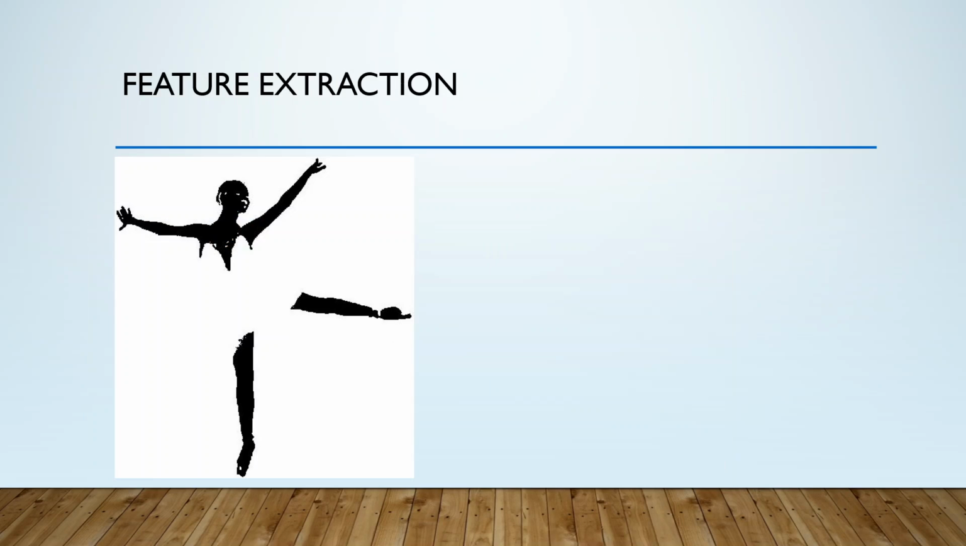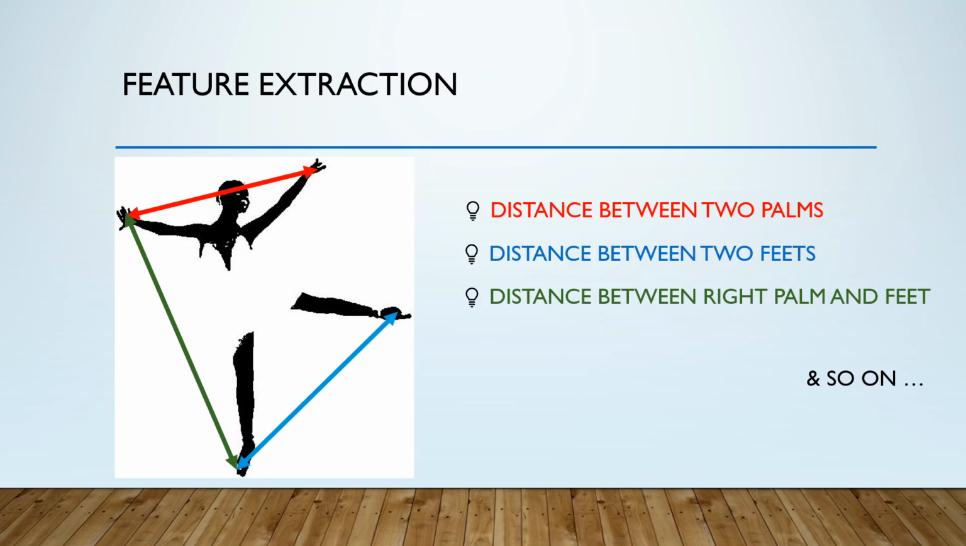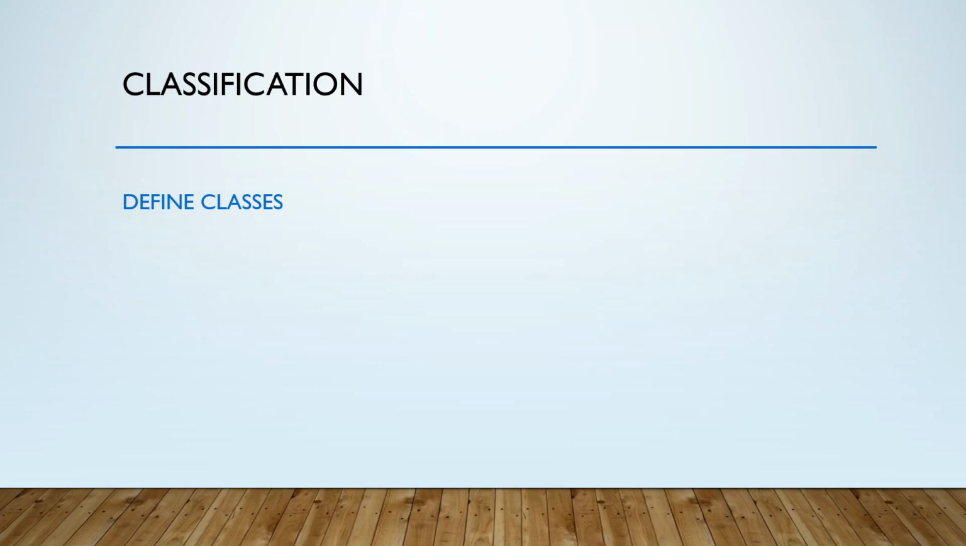After that, what we need to do? We need to do the feature extraction. What could be the features over here? That is the distance between two palms. This could be one feature. Distance between two feet. This could be another feature. Distance between right palm and feet. That could be another feature. And so on, we can calculate different other features. That is, different other attributes by which this particular class of posture can be segregated from the other class of postures. And the last is the classification.